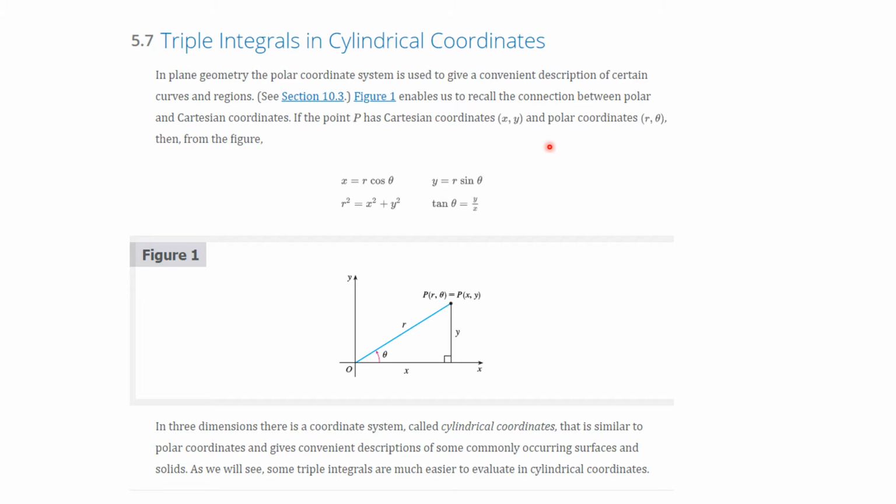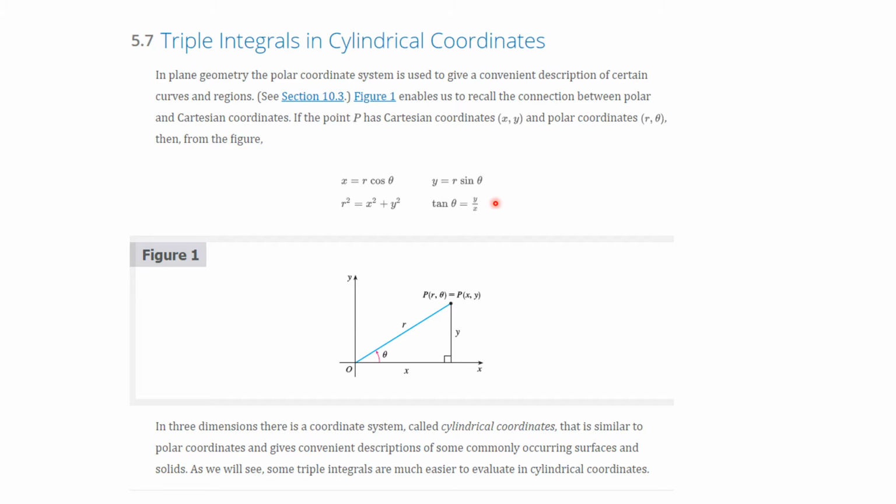If the point has Cartesian coordinates x, y and polar coordinates r, theta, then from the figure, here you have a point, this could be called x, y or r, theta, because of the Pythagorean relationships that exist in this right triangle, x is equal to r cosine theta, y is equal to r sine theta, and r squared is equal to x squared plus y squared, and the tangent of theta is equal to y over x.